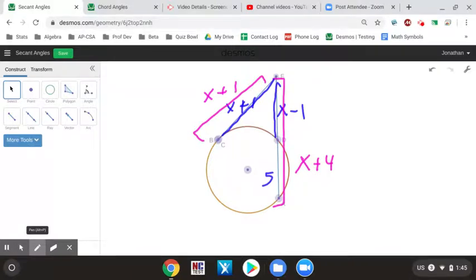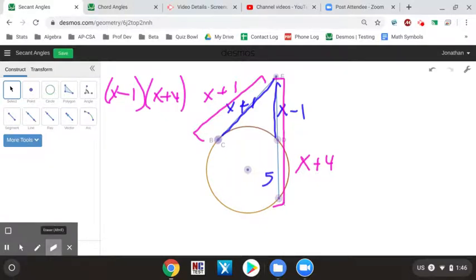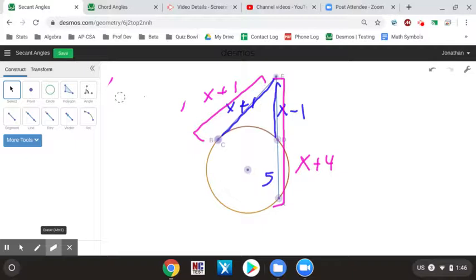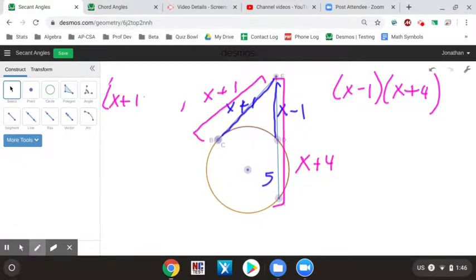So what I can do is say, once again, x minus 1 times the whole thing, x plus 4. That's the piece on the right. Actually, let me write that a little bit differently. I'm going to put the piece on the right side of the screen. Maybe that'll help somebody. So I have the nose, which is x minus 1, times the whole thing on the right. And then on the other side, the nose, the blue piece, is x plus 1, and the whole thing is also x plus 1.